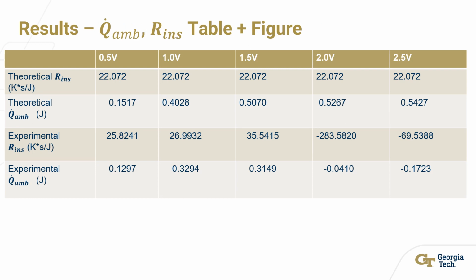So taking all the equations from above and all the experimental data collected between 0.5 and 2.5 volts, we get the theoretical and the experimental thermal resistance and heat transfer. It's clear with the theoretical, with increasing voltage, there's an increase in the total heat transfer. But experimentally, that breaks down after 2 volts, which the causes will be explained later on.